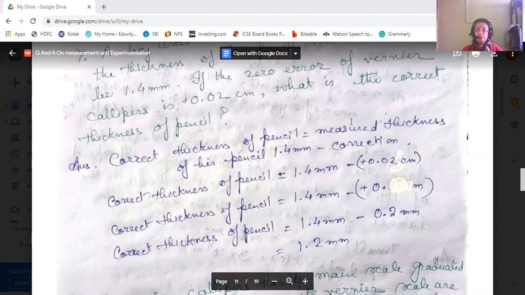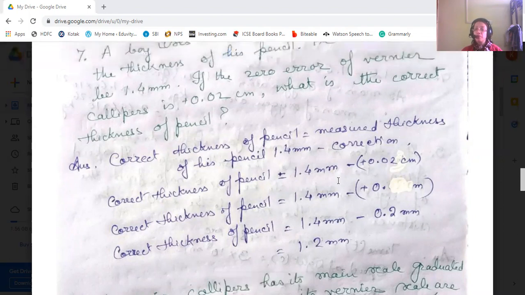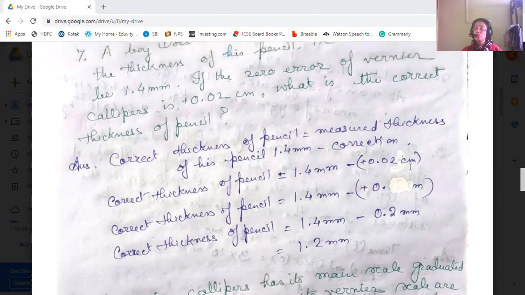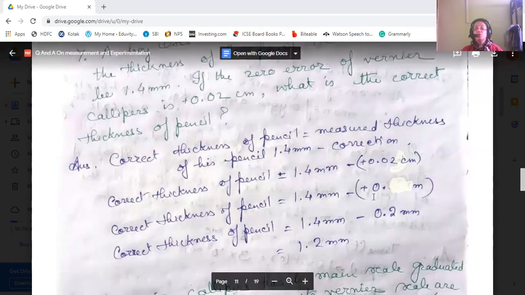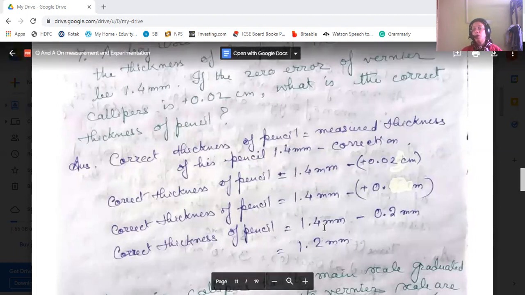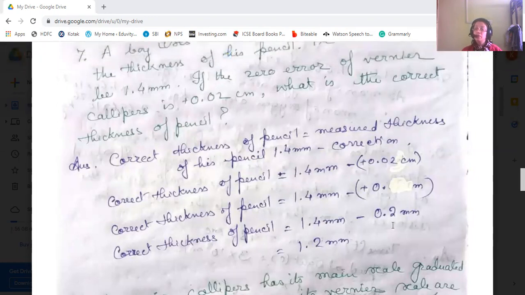The measured thickness of the pencil is 1.4 millimeters, and the zero error is plus 0.02 centimeters. So 1.4 millimeters minus 0.02 centimeters. I forgot to write this, so please forgive me for that. The correct thickness will be 1.4 minus 0.2 millimeters.